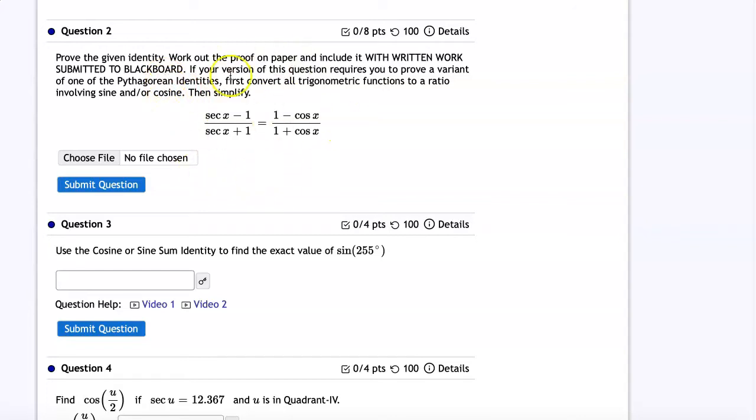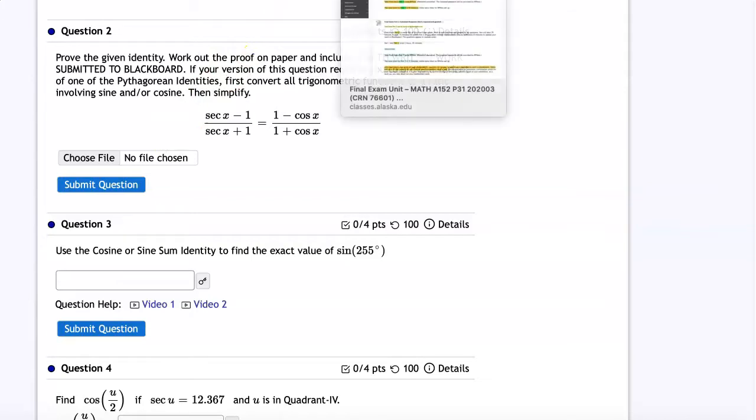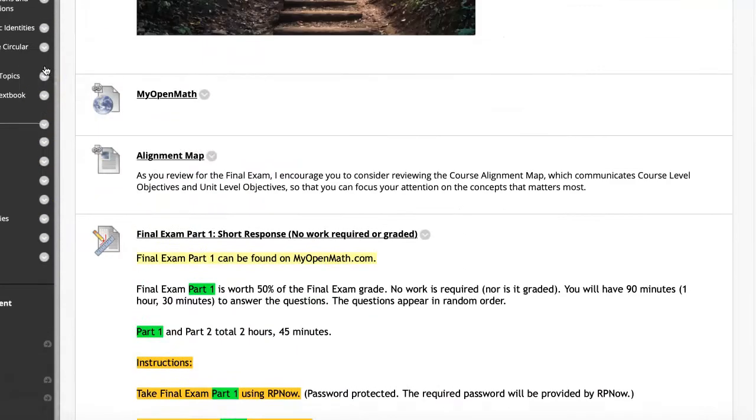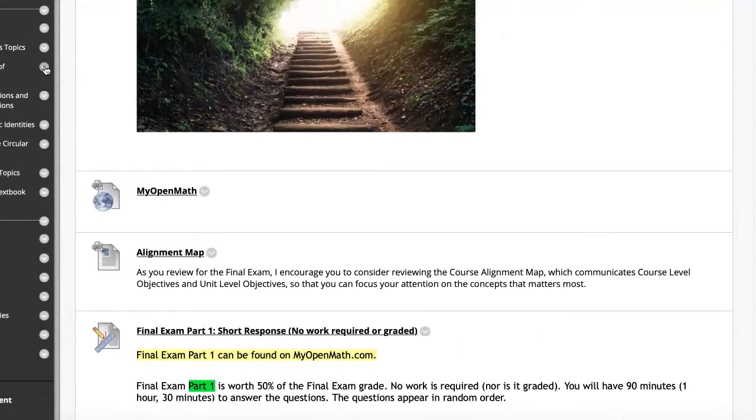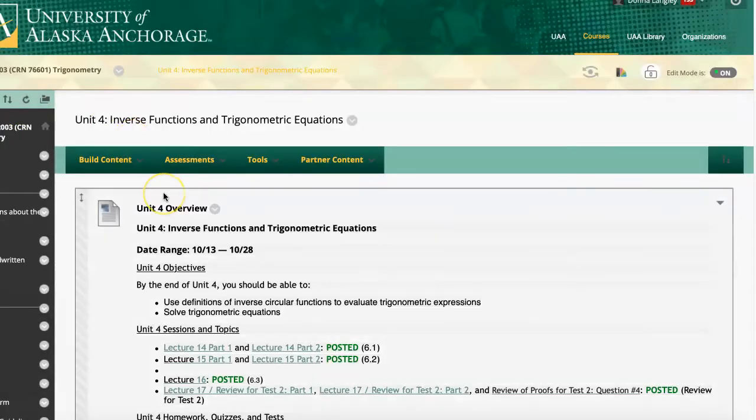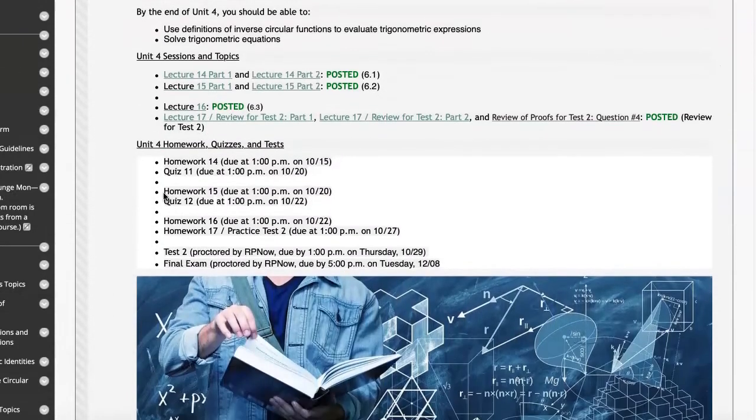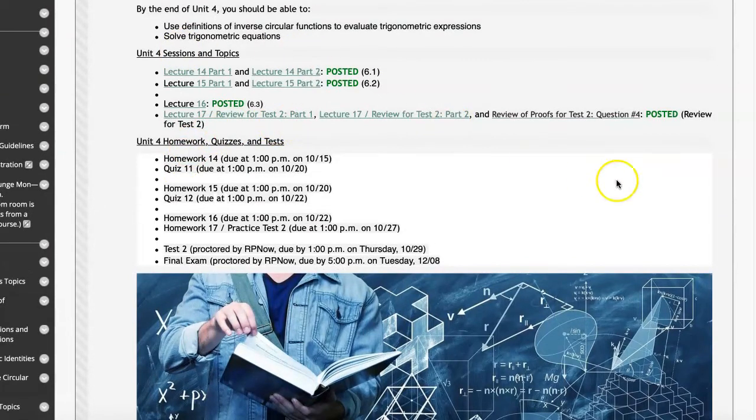Now this question is going to be one of several proofs pulled from a pool of proofs. And so your best option to prepare for question 2 is to go back to the video I made specifically about this question. So what you would want to do is go back to Blackboard and find, at the end of Unit 4, a video I posted right here at the end of Unit 4 during the sessions.